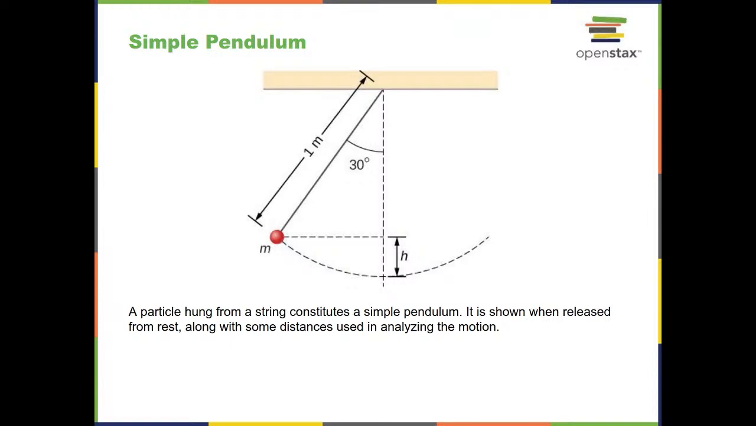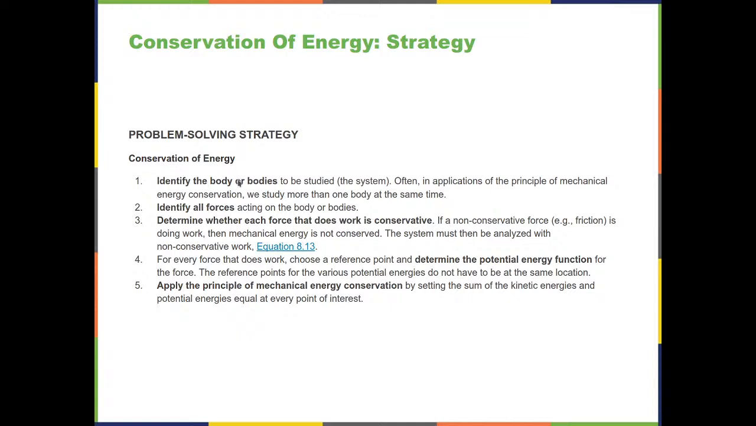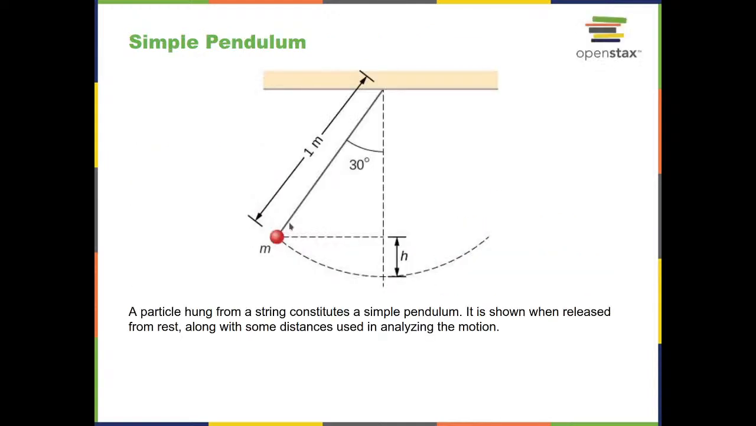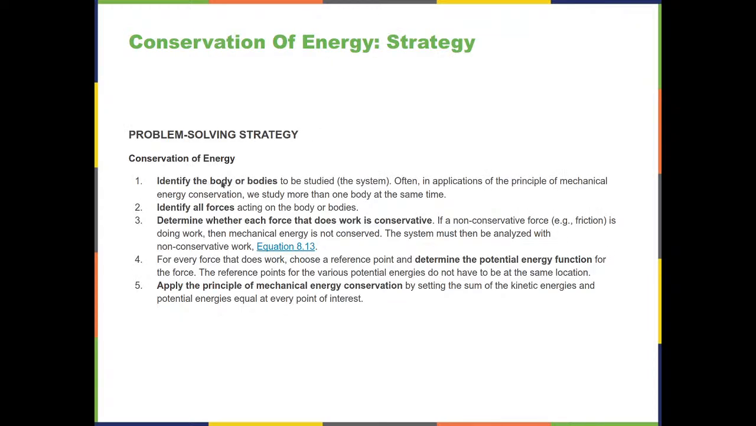So if we go through our problem-solving strategy, we've identified the body, and the body is to be studied. So in this case, the body that we want to study is just this particle. We're going to think about all of the potential energies and kinetic energies related to this particle. Because the string doesn't have a mass, we don't need to think about a kinetic or potential energy, because they're both going to be zero. We don't have to think about the ceiling. We don't have to think about anything else. So that's our system that we're interested in. Just that particle is the body that we're interested in.